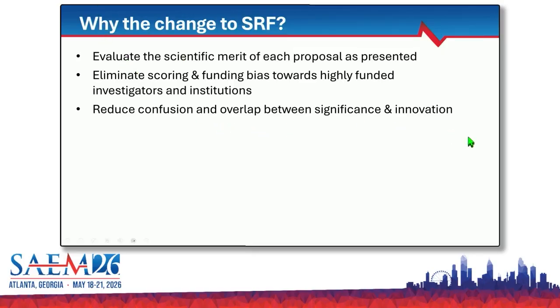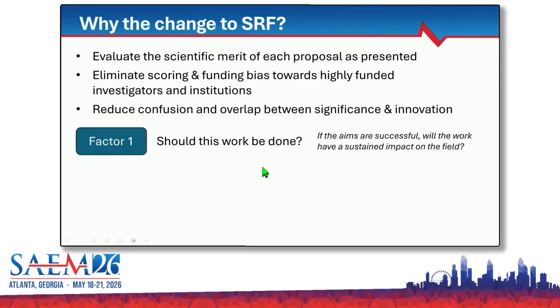So in order to eliminate this confusion, they have merged them both into Factor 1. Okay, so now significance and innovation is no more, and now it is Factor 1. And I will tell you that in my NIH study section, we've had 2 cycles now with SRF, and I would say in this most recent cycle, 75% of the discussion has been about Factor 1. This is the one that matters, okay? Should this work be done? It's pretty obvious why this is the one that's so important.